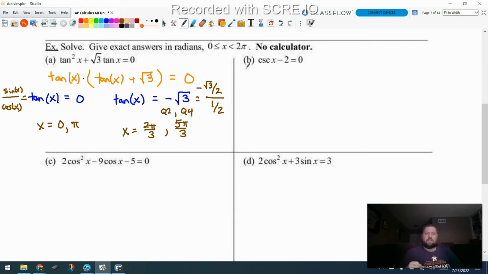All right, next one over, cosecant x minus 2. So we're going to start by just moving that 2 over. And if you remember this one, I don't memorize my secants and cosecants. I don't even memorize the tangent ones. I always go back to sine and cosine. I have those memorized from the unit circle, so I kind of treat everything as going back to that. So I know cosecant is 1 over sine.